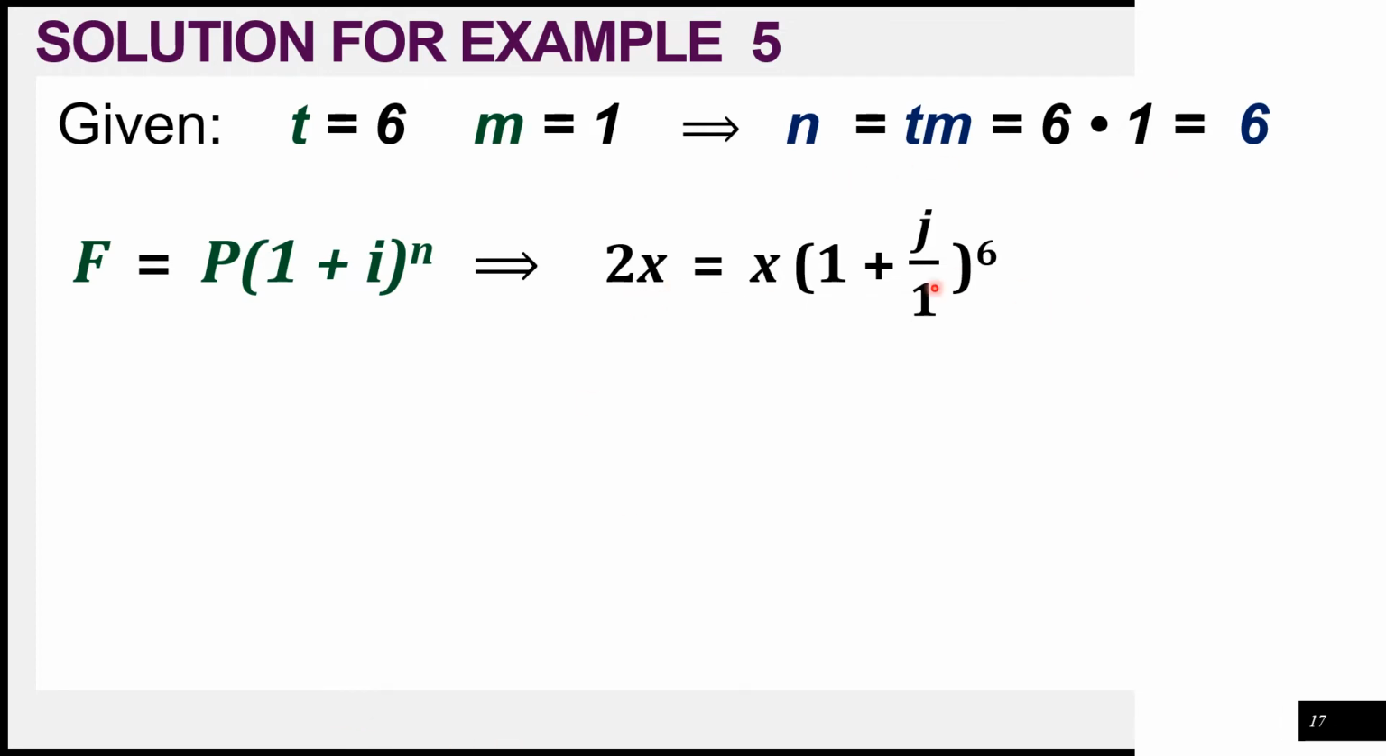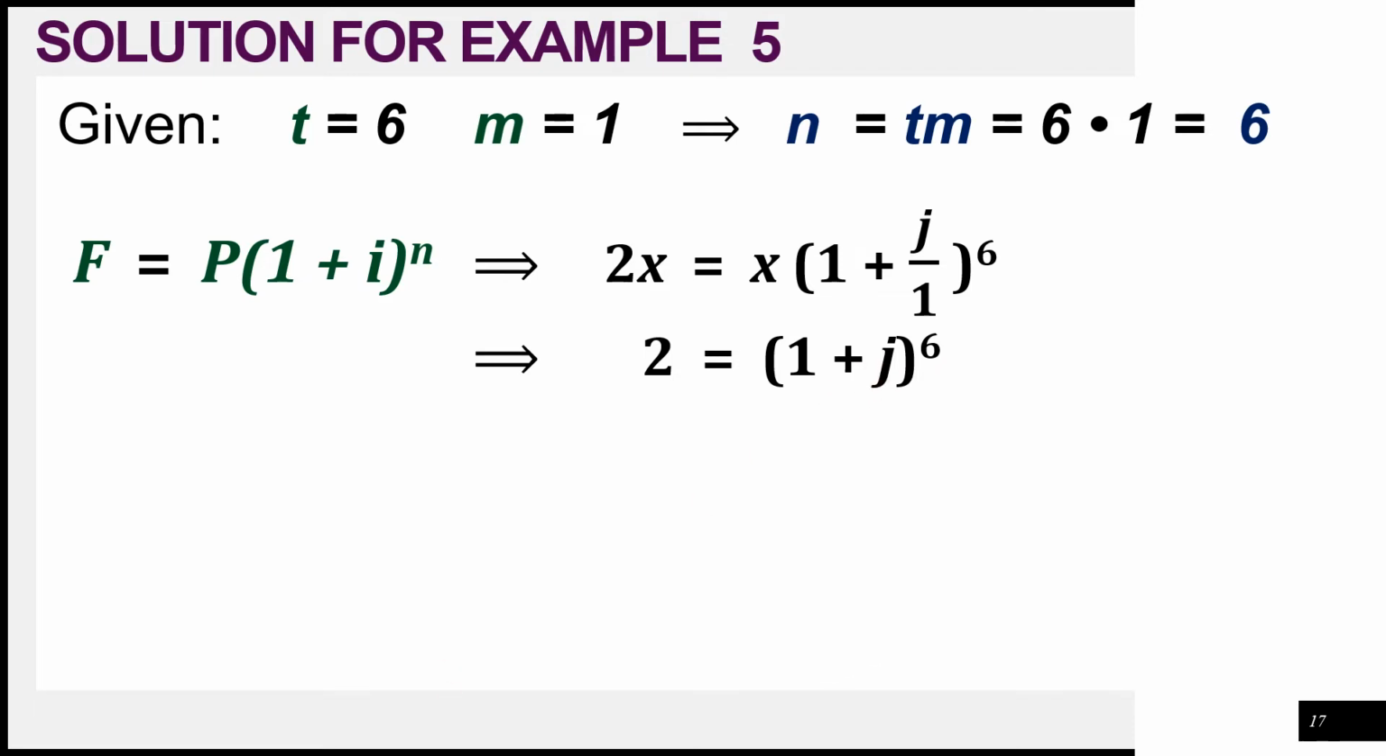Now, how are we going to simplify this one? All we have to do is just to divide both sides by x so that we can simplify this one. Then, we have this. 2x divided by x is equal to 2. And then we cancel x right here since x divided by x is 1. So it becomes 2 equals the quantity of 1 plus j, since j divided by 1 is j, raised to the power of 6.